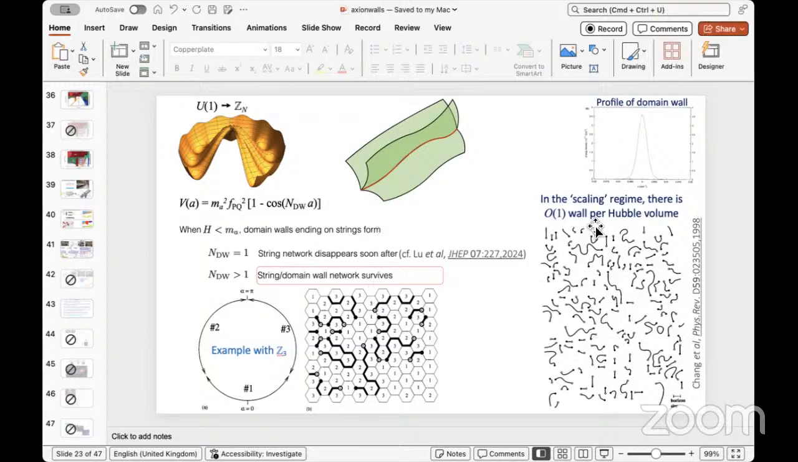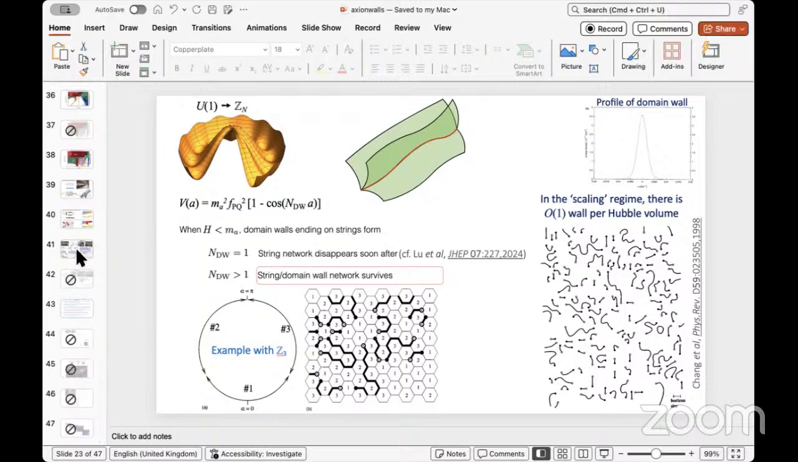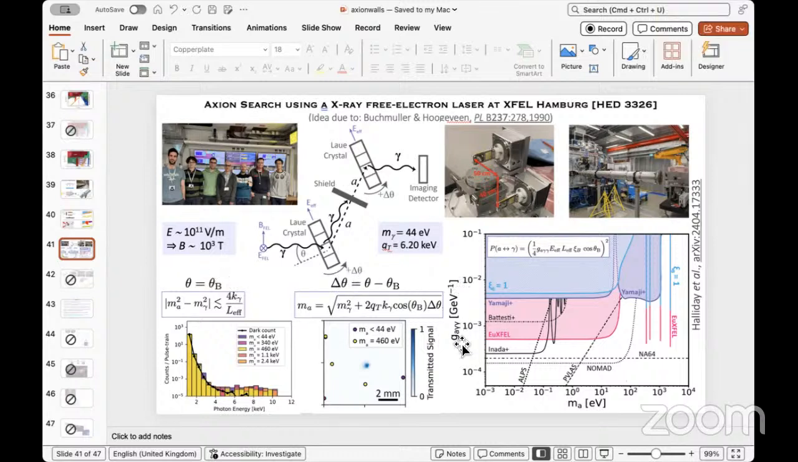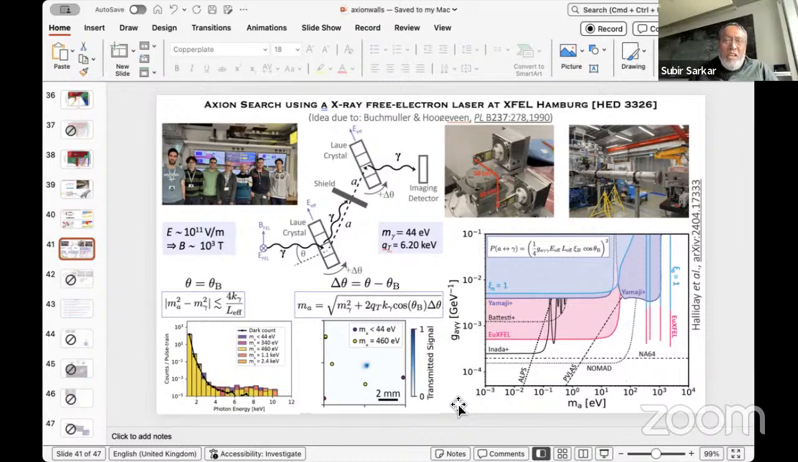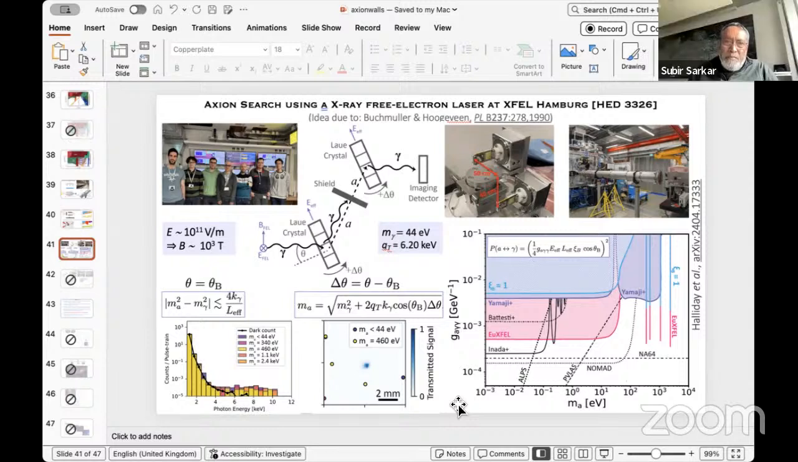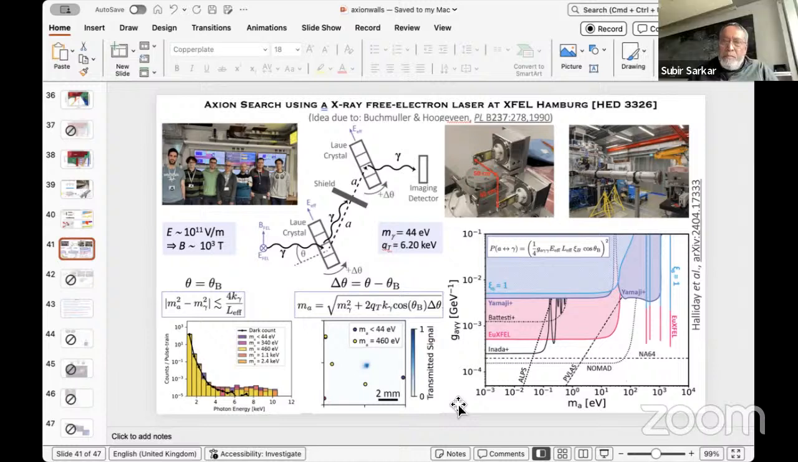So I have a question. Please. This free electron laser experiment that you mentioned is very similar to a light shining through wall type of experiment. It is a light shining through walls experiment. Correct. Except that they use magnets, and we are using an electric field. Correct. So it is suppressed by the probability squared. Yes, it's exactly the same argument. The probability goes as the square of the coupling.